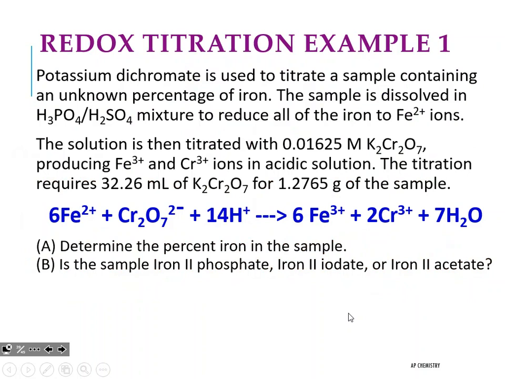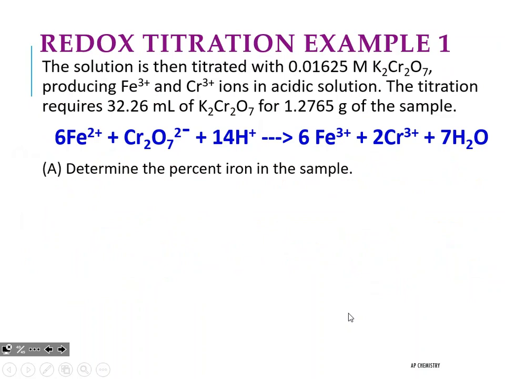The solution is then titrated with this amount of potassium dichromate, producing iron and chromium ions in acidic solution. The titration requires 32.26 milliliters of potassium dichromate for the entire sample, which was 1.2765 grams. So we're going to determine the percent of the iron in the sample and then determine which type of iron compound is in the sample based off of that percentage. So let's start with the basics, determining the percent iron in the sample.